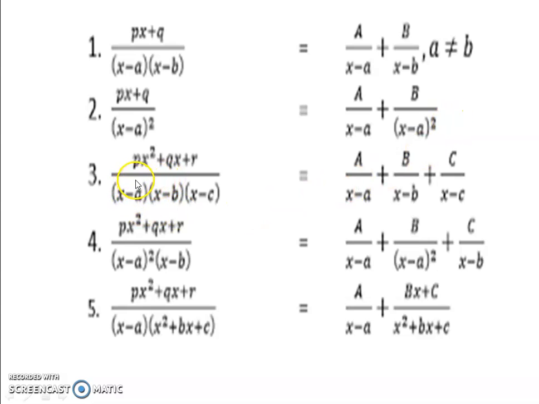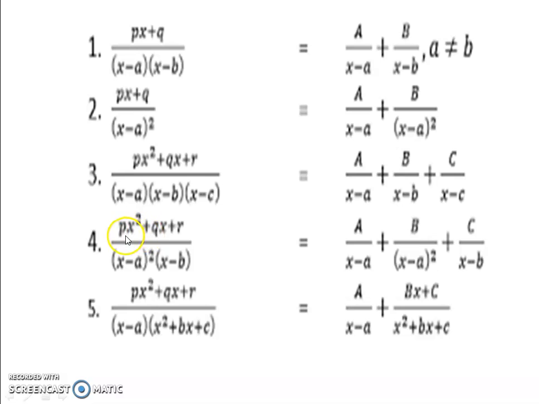Third one, px² + qx + r is there, meaning any quadratic expression is given, and the denominator has (x − a)(x − b)(x − c) factors, then we should write capital A upon x − a plus capital B upon x − b plus capital C upon x − c.